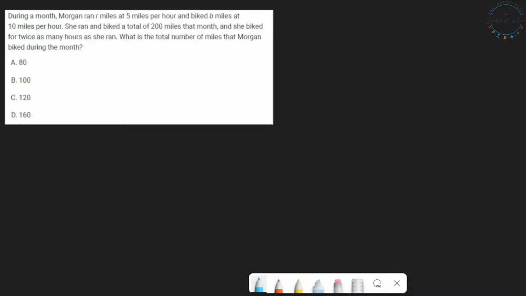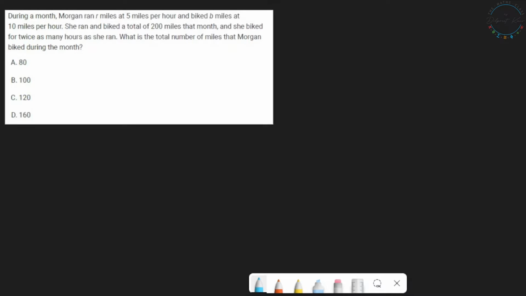Now in this question, we are dealing with speed, distance and time. Let us just read the question first. During a month, Morgan ran R miles at 5 miles per hour. She is very sporty and biked B miles at 10 miles per hour. She ran and biked a total of 200 miles that month, and she biked for twice as many hours as she ran. What is the total number of miles that Morgan biked during the month?